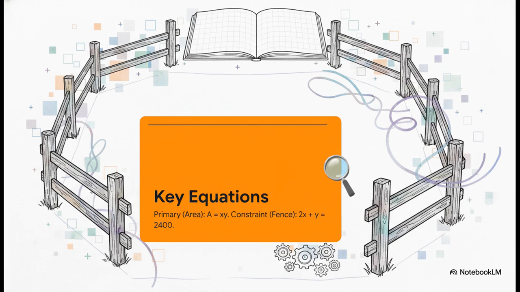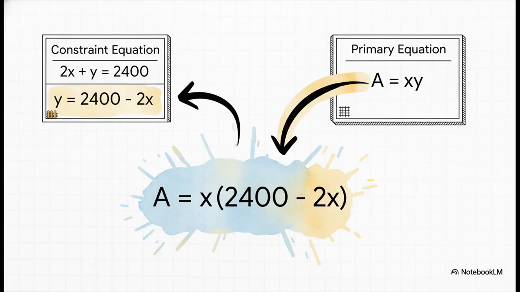Now, for step 2, the constraint. Our limitation is the 2,400 feet of fence. That means the 2 x sides plus that 1 y side have to add up to 2,400. So our equation is 2x plus y equals 2,400. Now this next bit is the crucial link that ties it all together. We take our constraint equation, 2x plus y equals 2,400, and we just solve it for y. Now we can plug that right into our area formula. And just like that, we've gone from an equation with 2 variables to one really powerful formula for area that depends only on the length of side x.